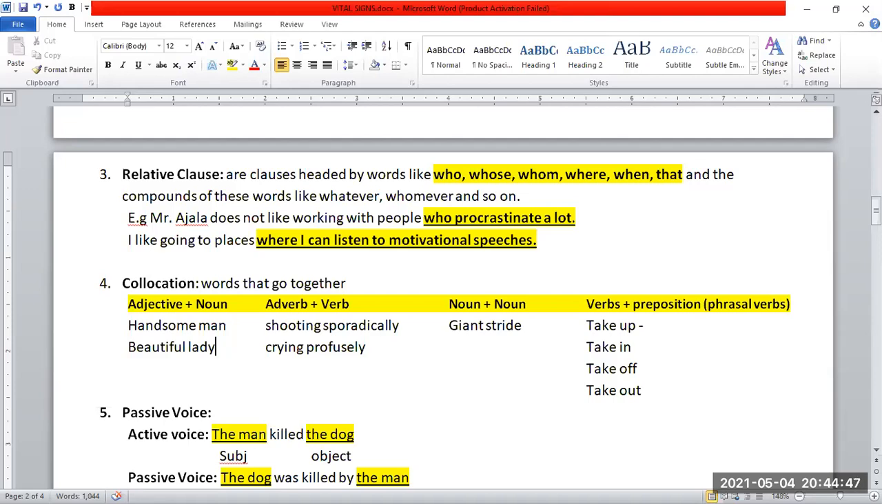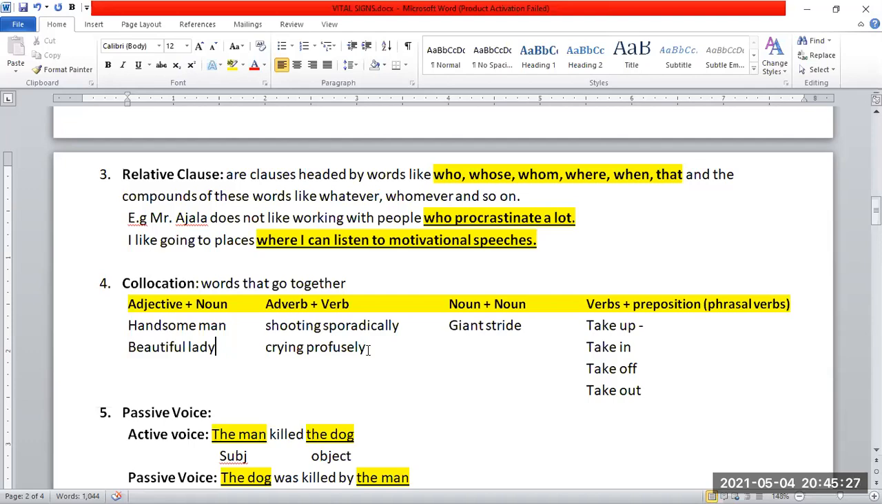Then here you have adverb plus verb: shooting sporadically, crying profusely. You can't say crying heavily. They don't go together. Of course, it can rain heavily. That one can go together. It's raining heavily. Of course, there are some words that don't go together. I hope you understand what I'm trying to say.